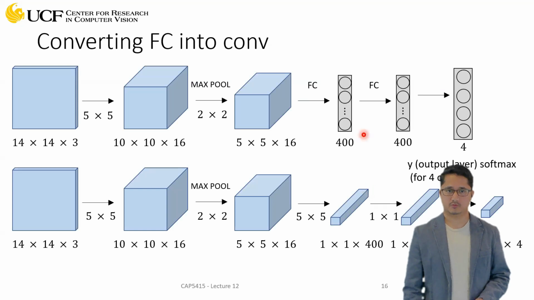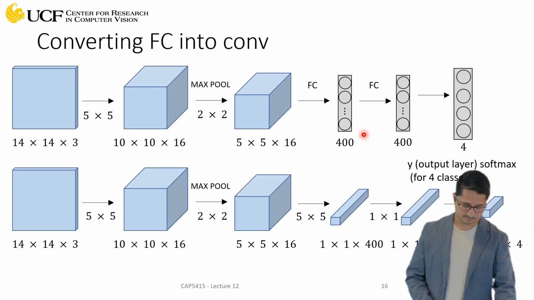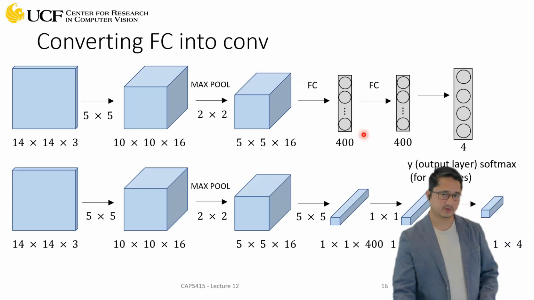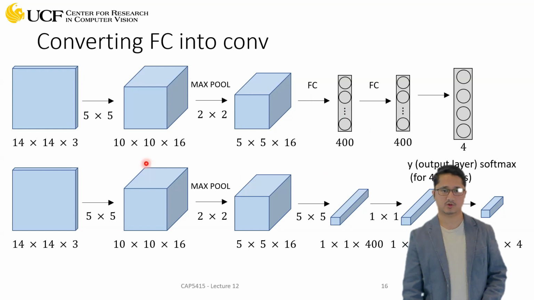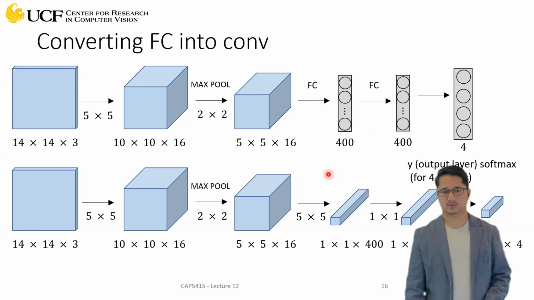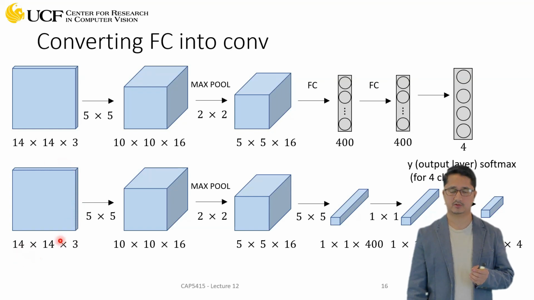Okay, so let's talk about the use case of this. Now, with convolution, you know that once you have learned this model, it doesn't matter what the input size of your image is. Think about this. In this case, it's 14 cross 14 cross 3. Now, what will happen if instead of 14 cross 14 cross 3, I use a much bigger image, let's say 28 cross 28 cross 3?